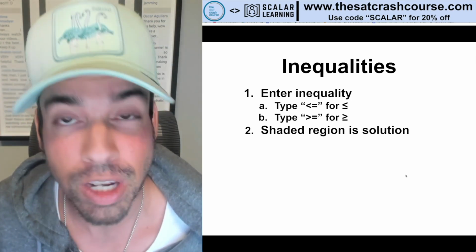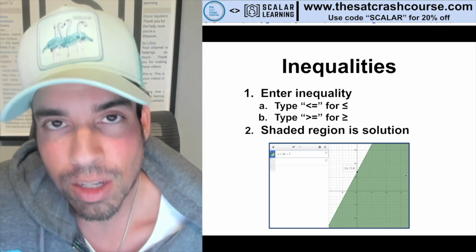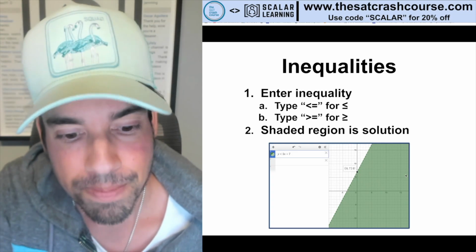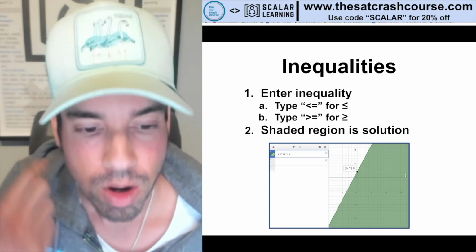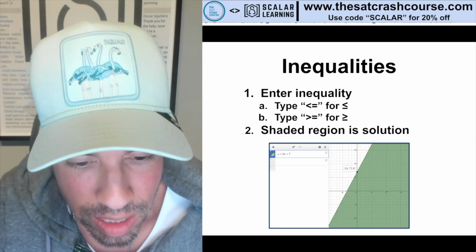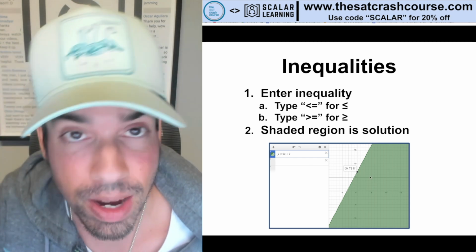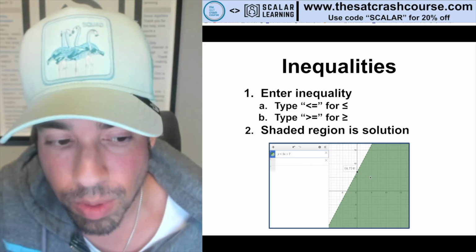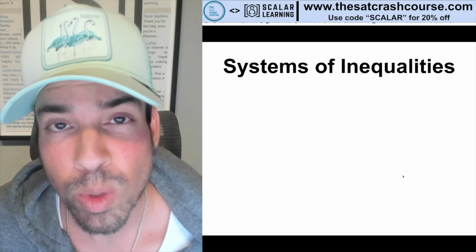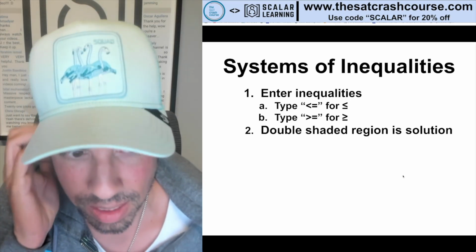And then you're going to have a shaded region. That shaded region will be your solution. So again, within an inequality, you have infinite solutions, a whole region of solutions. Right here, that green shaded region, that's where you can get all your solutions. So technically, this coordinate, 10, 0 is a solution to the inequality. We've got 5, 5. That's a solution to the inequality. So anyways, that's how you type in an inequality. That's how you interpret it. Done.